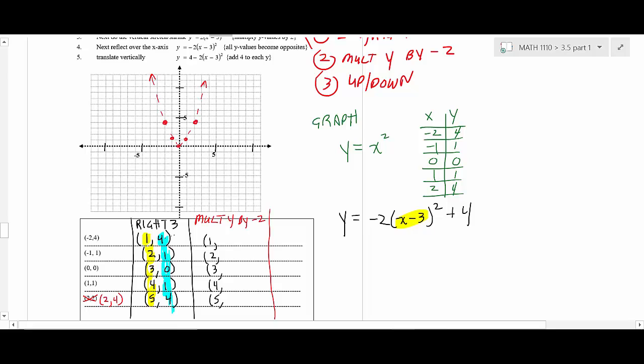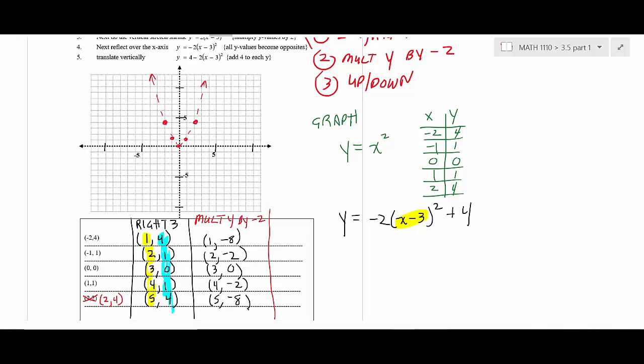So 4 times negative 2 is what? Negative 8. Okay. 1 times negative 2 is negative 2. 0 times negative 2 is still 0. 1 times negative 2 is negative 2. And then 4 times negative 2 is negative 8. You guys see what I just did? So I'm following order of operations, okay?